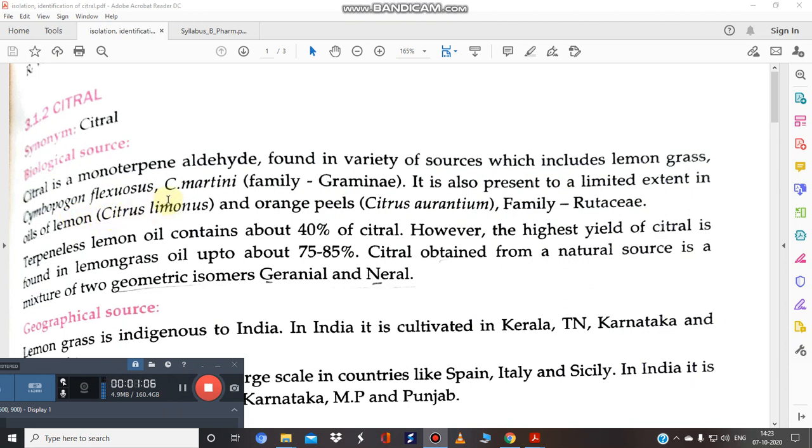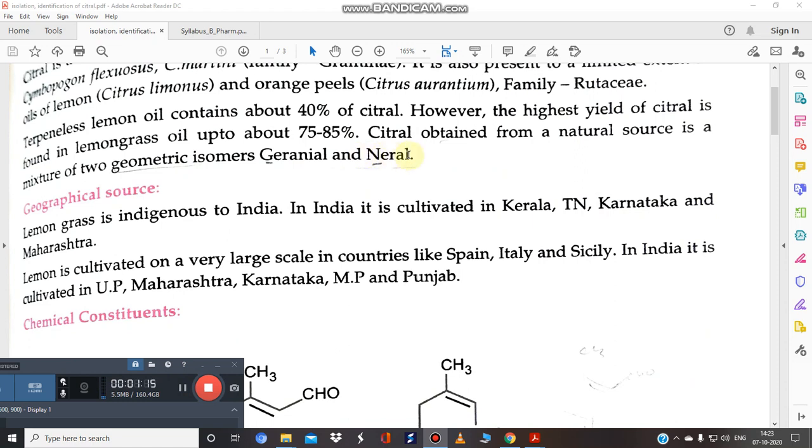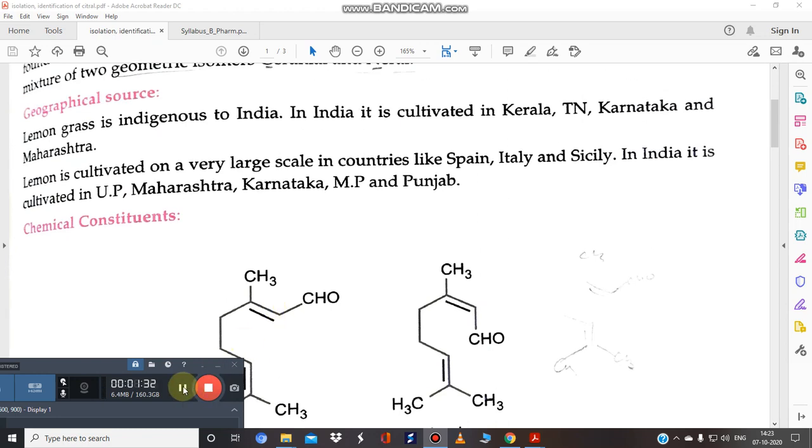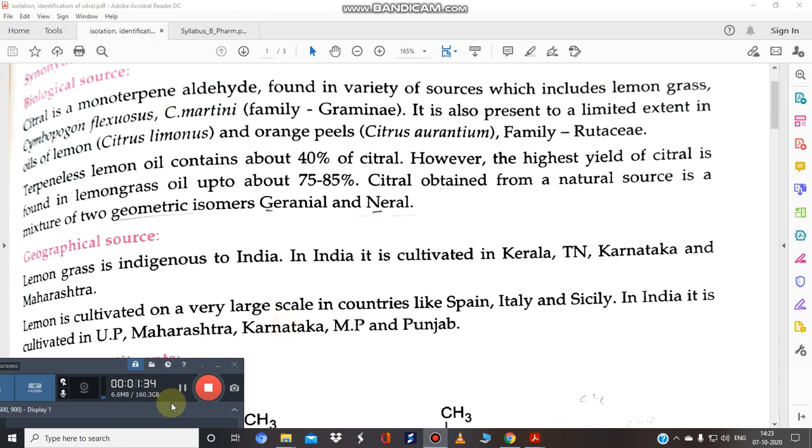It is also found in lemon, nimbu, that is Citrus limonis, and orange, santra, that is Citrus aurantium, and they all belong to the family Rutaceae. Citral is obtained from a natural source and is basically a mixture of two geometrical isomers, geranial and neral. Here is a representation of the structures. This is the structure of neral and this is geranial. And yes, it is a terpenoid.